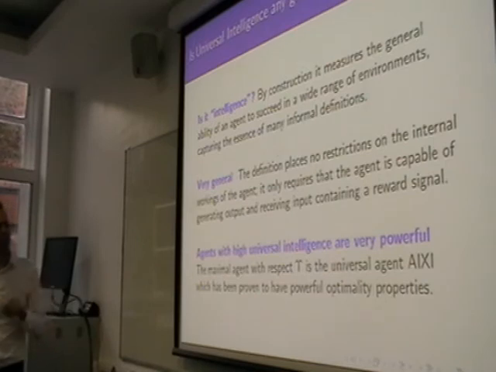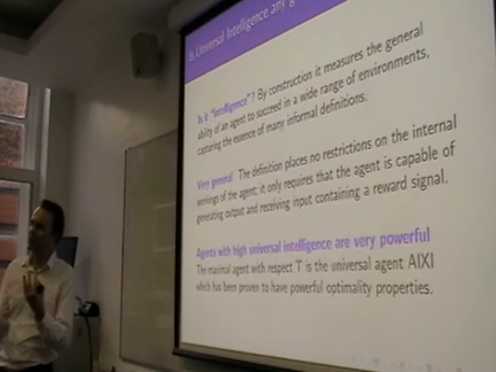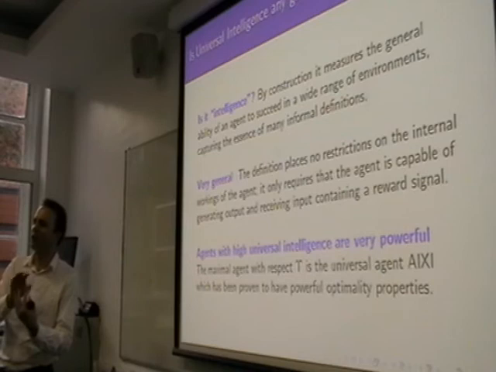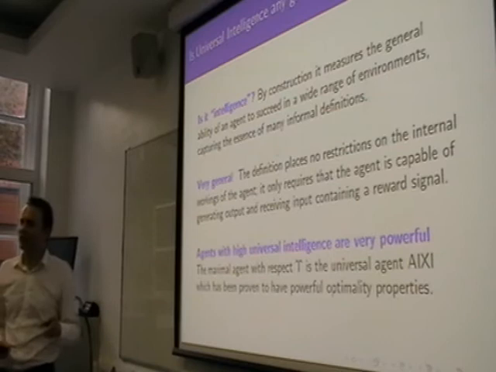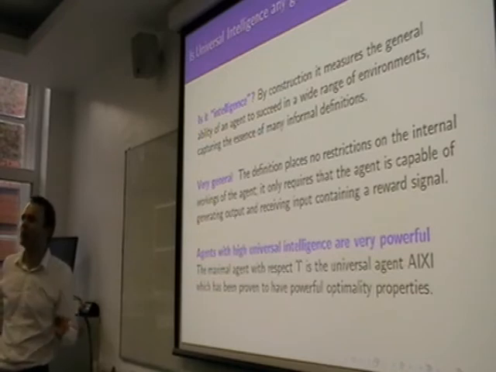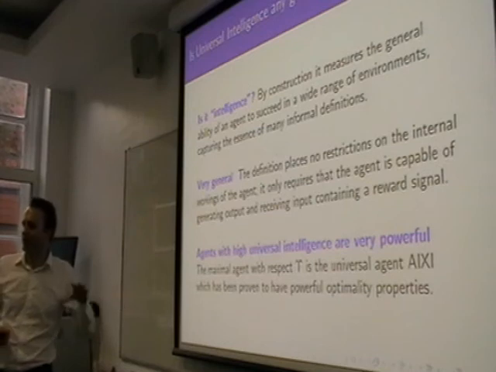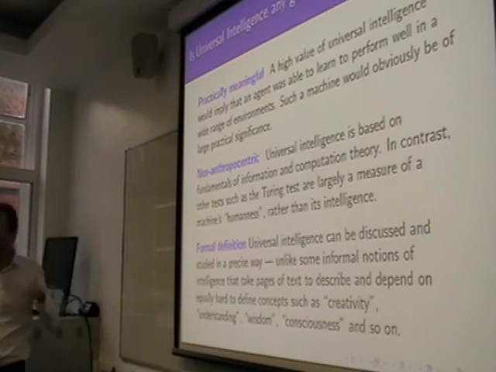Agents with high universal intelligence are very powerful. It turns out that, in a sense, this intelligence measure is the dual of AIXI. AIXI is the perfect agent. This is the measure that has the same structure where AIXI is the maximal element. Okay? So we know, theoretically, that if something has a very high universal intelligence, it's going to be optimal in this massive space of environments. So having a very high universal intelligence theoretically really means something in terms of power. Right? And it's also practically meaningful.